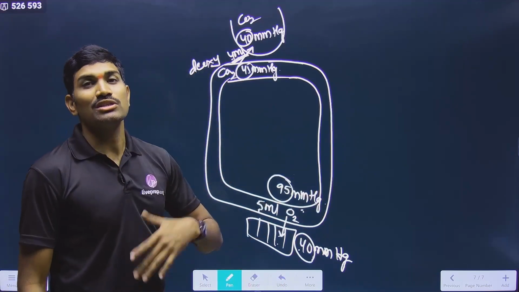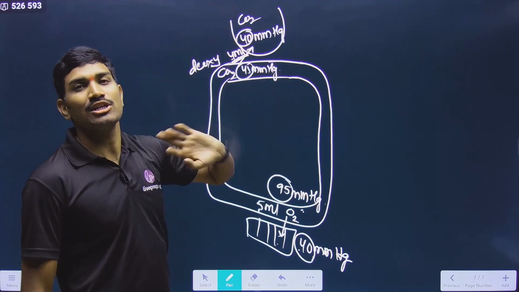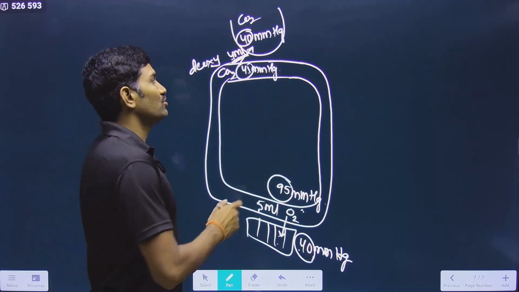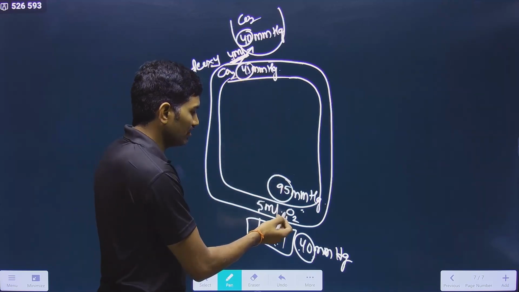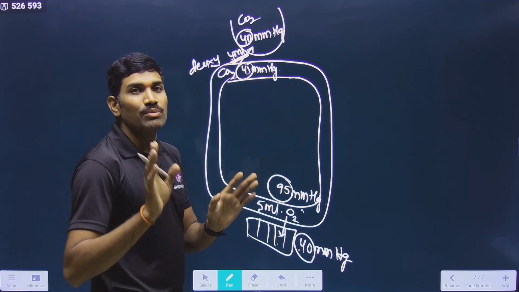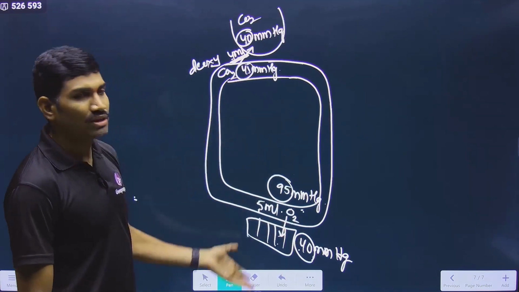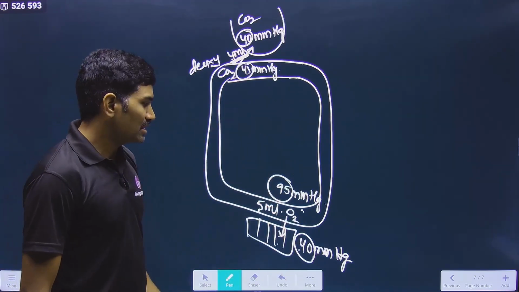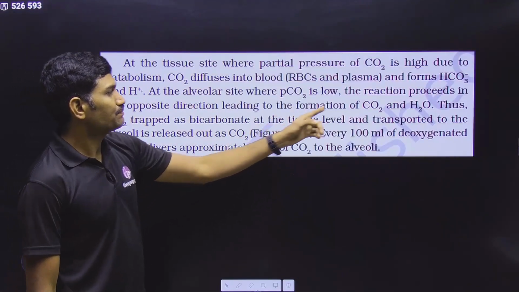Solubility for CO2 is much higher. If it is more soluble, it can move very quickly, so diffusion will be very fast. That's why, even for the lesser pressure difference, it is releasing more CO2 per unit difference in the pressure. This is what we are talking about. This is the basic important concept that we need to understand. The same point they are saying here.